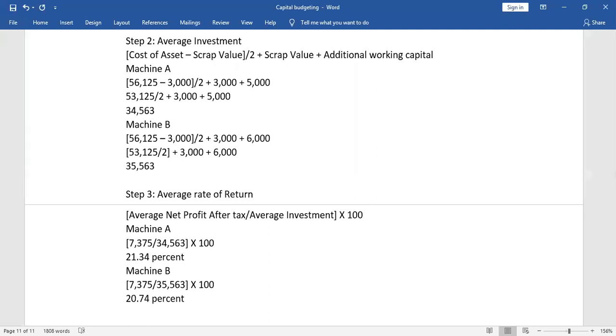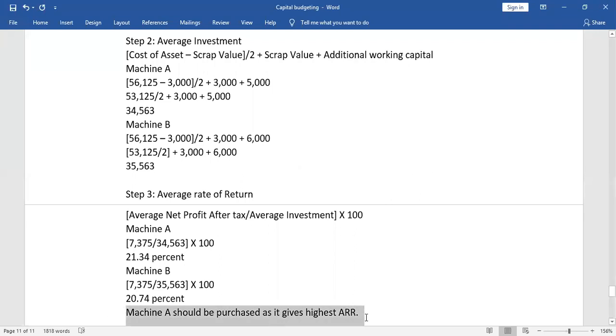Whose ARR is the highest? That is A. So what conclusion, what suggestion will we give to the company? Machine A should be purchased, as it gives the highest ARR. So our sum with conclusion is ready.